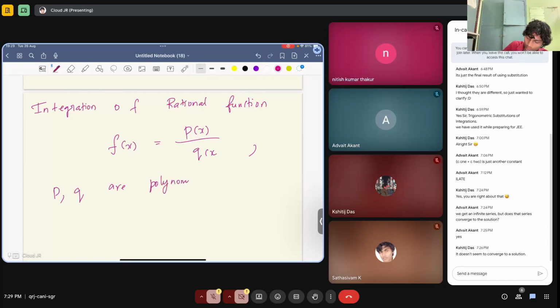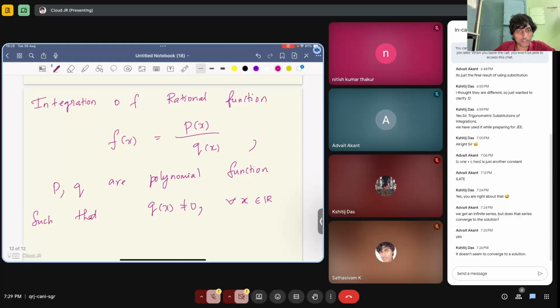So it's a polynomial function such that your Q of x has to be not equal to 0 for all x. When I say not equal to 0, it means not equal to 0 for all x belonging to R. Does it have to be for all x belonging to R? Yeah, it should be, because otherwise it doesn't make sense to define these functions.